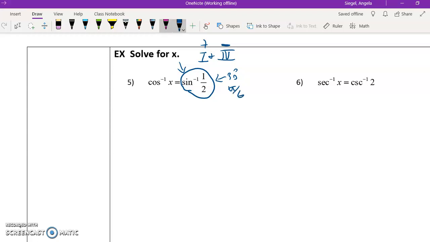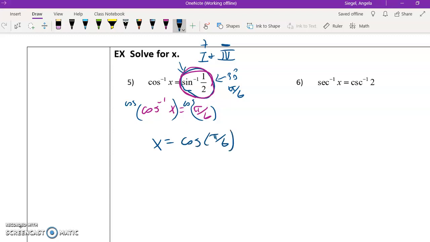So let me just kind of clean this up a little bit. I have cosine inverse x equals, and this whole thing right here is pi over 6. So now I'm going to continue on and take the cosine of both sides. So I have x equals the cosine of pi over 6? Well, don't forget pi over 6 again is 30, and so the cosine of 30 degrees is square root of 3 over 2. Oops. And again, we're in quadrant 1, so we don't have to worry about signs or anything.